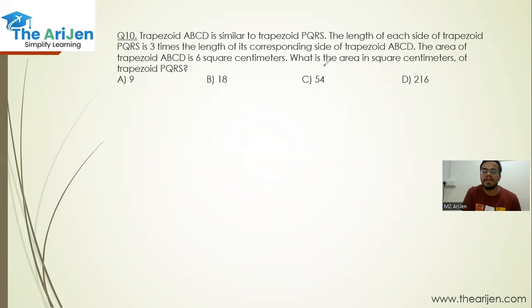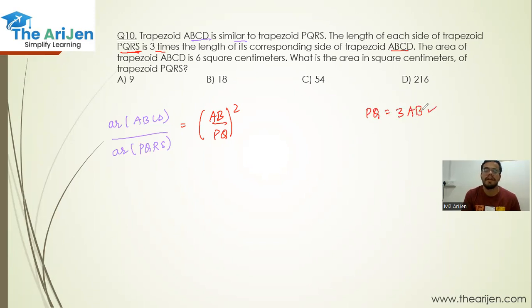So let's note down the key points. These two trapezoids are similar, right? So remember, when we have similar figures, the area of ABCD to the area of PQRS would be equal to the square of the ratio of their sides. And what is being mentioned? That the length of each side of trapezoid PQRS is 3 times that of ABCD. So we can say that PQ would be thrice AB.